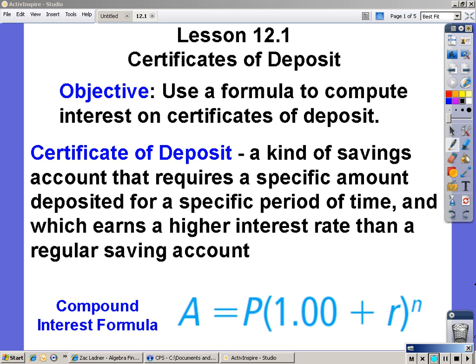The formula that we're going to be using, you've seen before. It is the compound interest formula, which is A equals P times 1 plus R to the n power, where P is your principal, R is your rate for the period, and n is your total number of periods. Okay, go ahead and press pause to get everything down. Press pause accordingly throughout the lesson. Okay, moving right along.